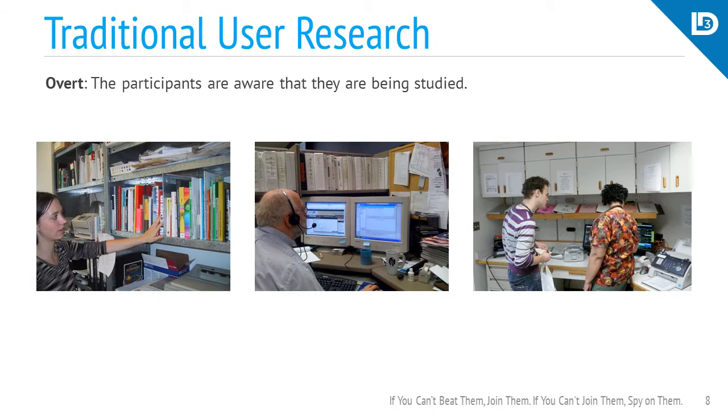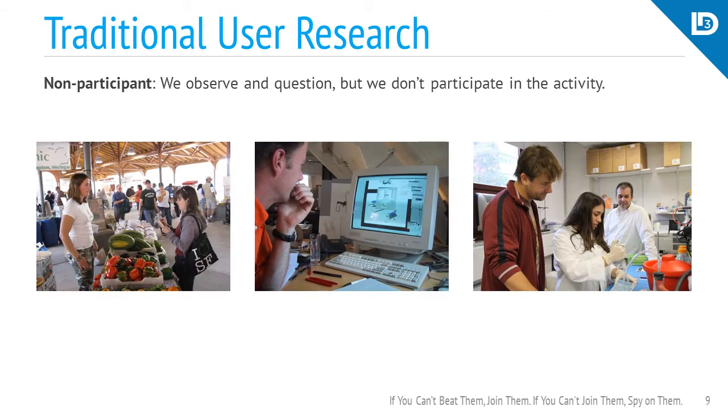So these methods are overt. The participants are aware that they're being studied, so we inform them about what we're doing in the study, and they give their consent to participate, and that's called informed consent. And usually it's pretty obvious because we're standing there right next to them, looking over their shoulder, they're talking to us, we're asking questions. These techniques are also non-participant, and what that means is the researcher sits back and observes and questions them, but doesn't participate in the activity. The people themselves are doing the activities, but the researcher is not joining along and doing the same activities with the people that are being observed.